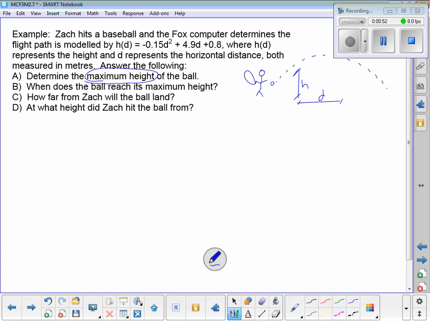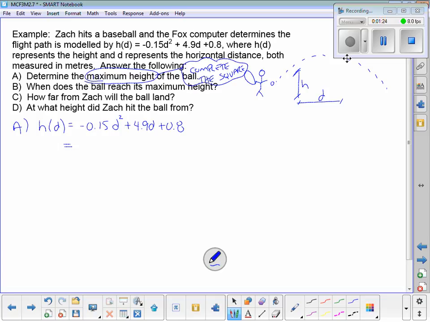Maximum height. As soon as you see the word maximum or minimum, that means complete the square. So that's what's going on when I see that. Complete the square. That's in my thought bubble. So for part A, I'm going to have to rewrite that equation. H of D equals negative 0.15 D squared plus 4.9 D plus 0.8.